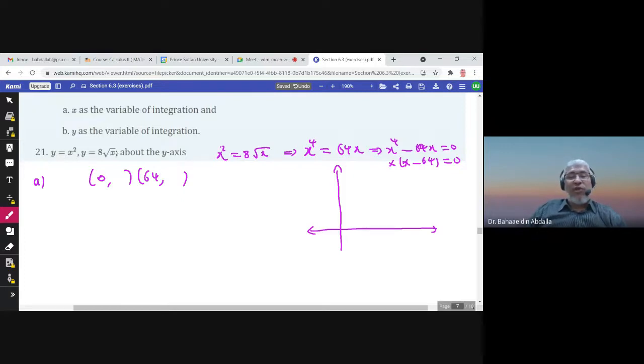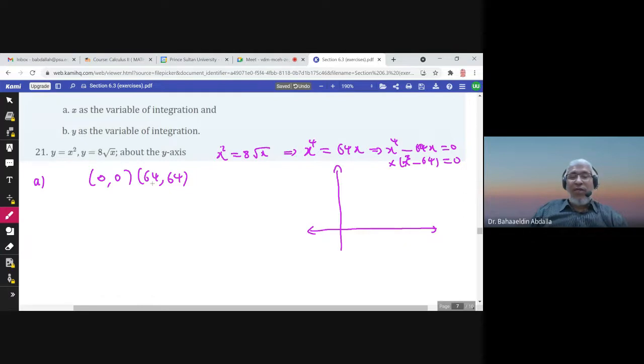I'll use this one for example. If you put x 0, y would be 0. If you put x 64, square root of 64 is 8 times 8, 64. All right. This is not good. x to the power 4 equals 8 times 8, 64x. If you take x as a common factor, this is x cube minus 64, so x would be 4.